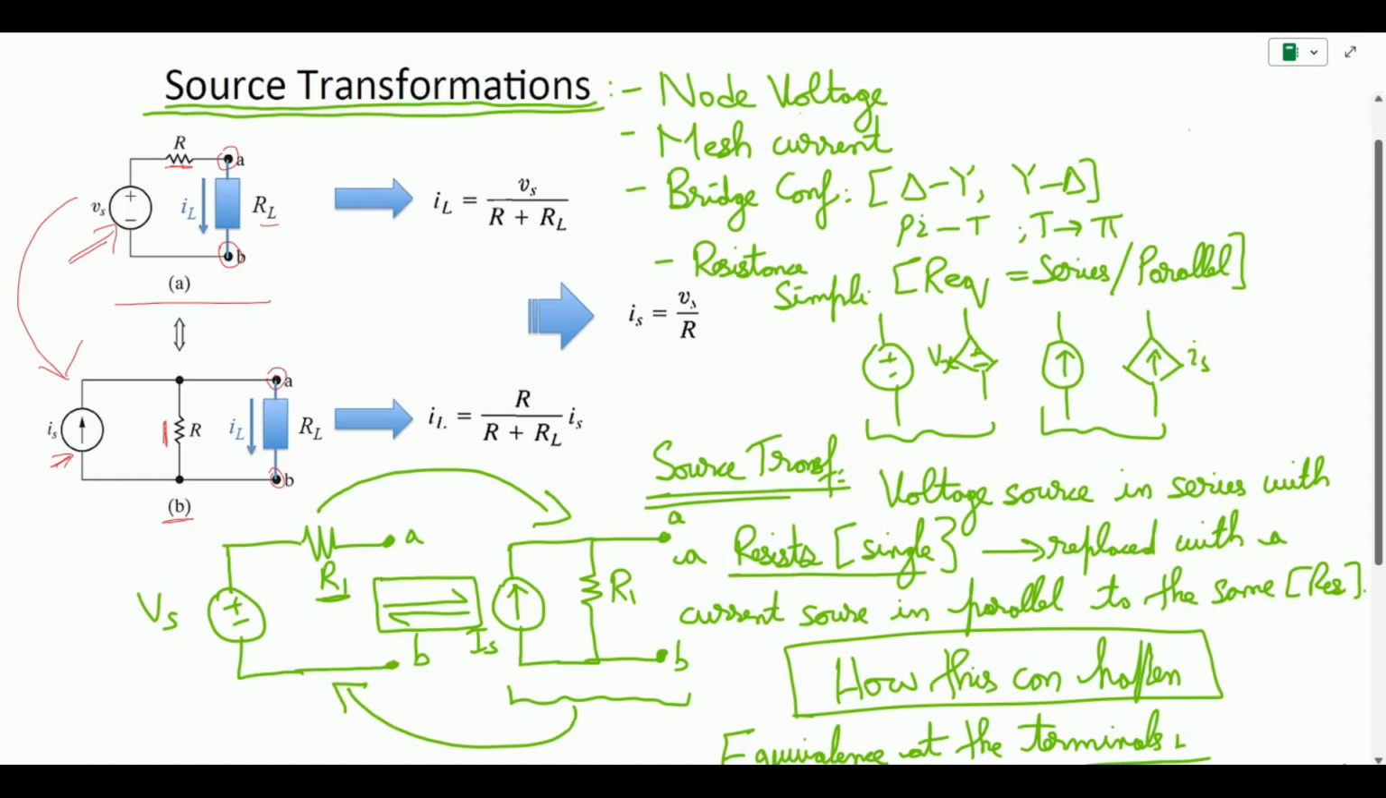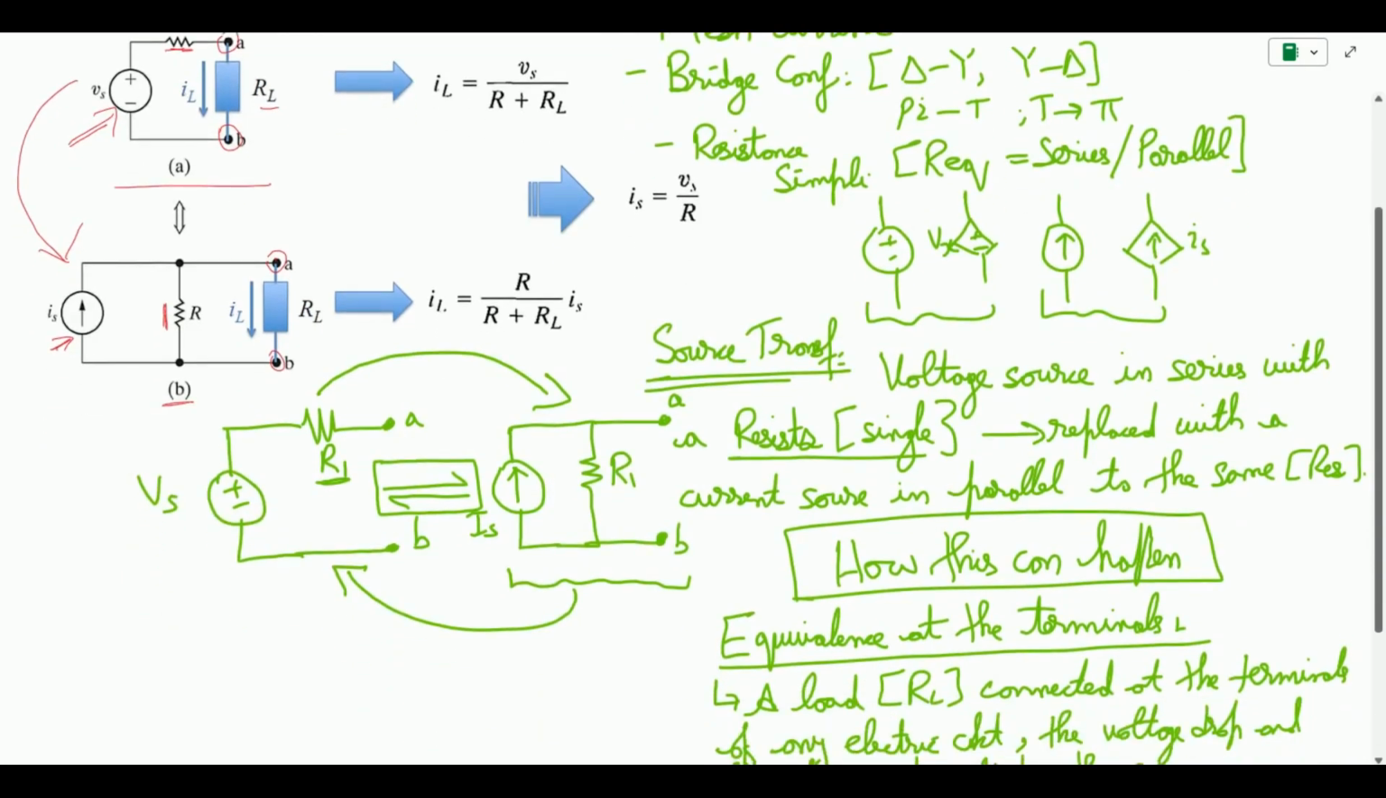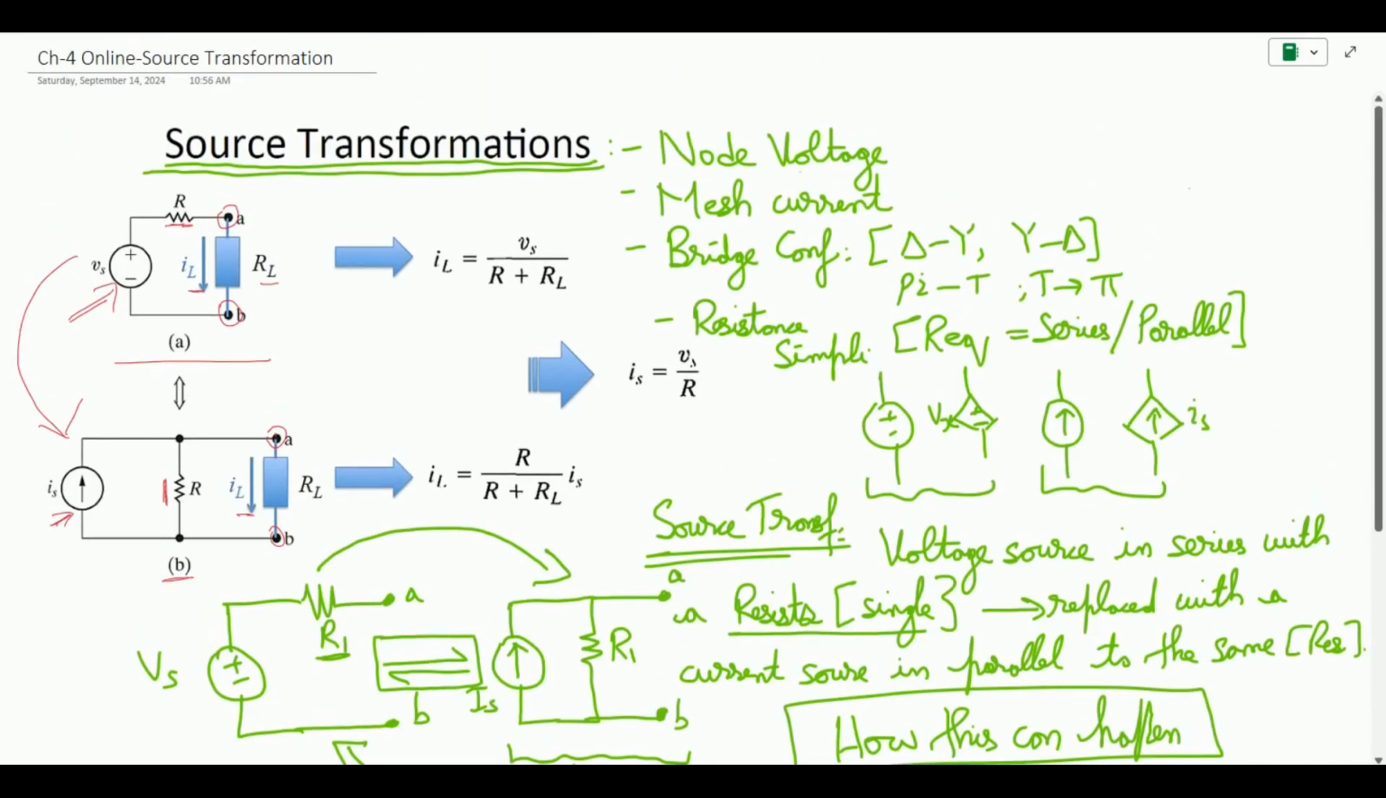and I want to verify that these conversions are possible based on the equivalent terminal principle, which is this one. So in order to verify this, let us take one example and see the flow of current IL through both the loads. Let us see how I can find this IL. For figure A, it's simple Ohm's law: the load current is basically the ratio of the voltage and the sum of resistors.